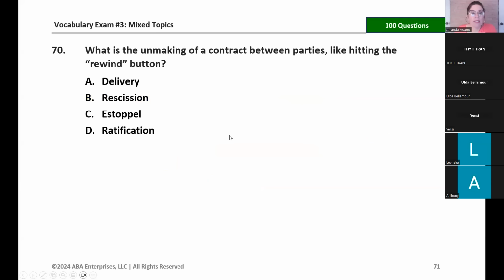All right, very good. Number 70. What is the unmaking of a contract between parties? It's like hitting the rewind button. We're going to rewind that contract. What's that called? So we're ending a contract in the middle of the contract. We're going to terminate the contract, but it's like we're going to hit the rewind button. That's called rescission. So any money that has been exchanged is going to be returned. Okay, gonna rewind it back.